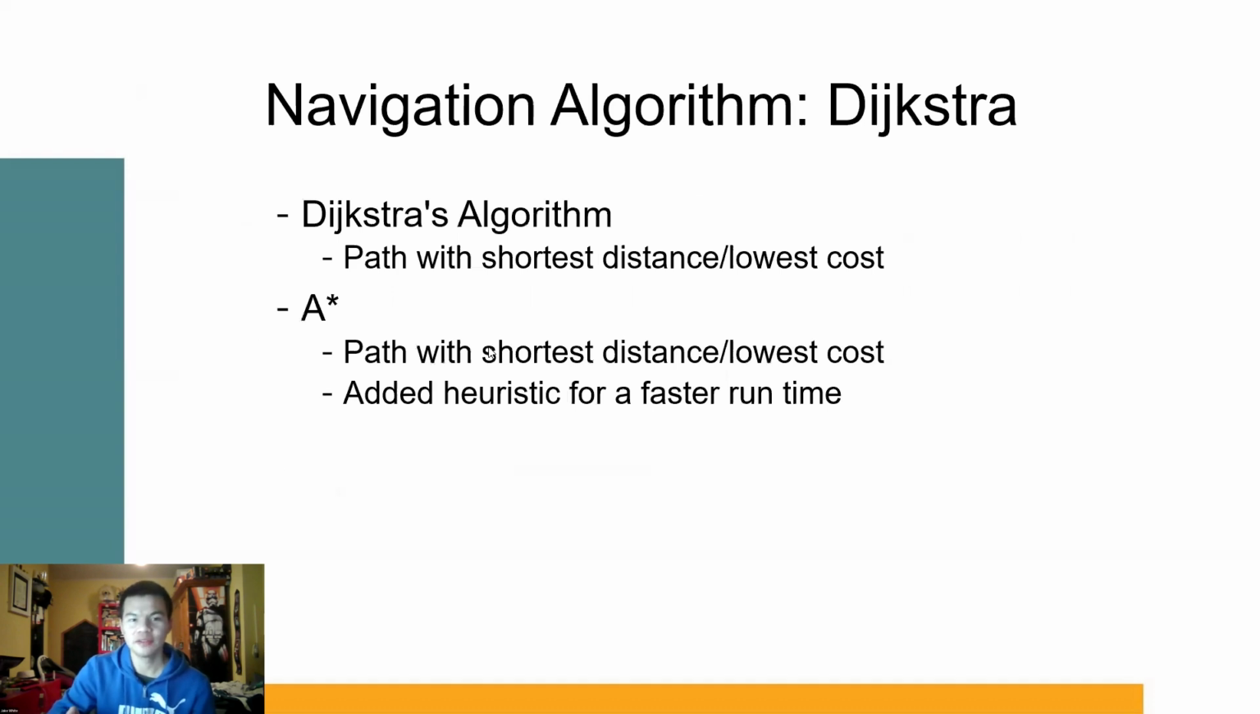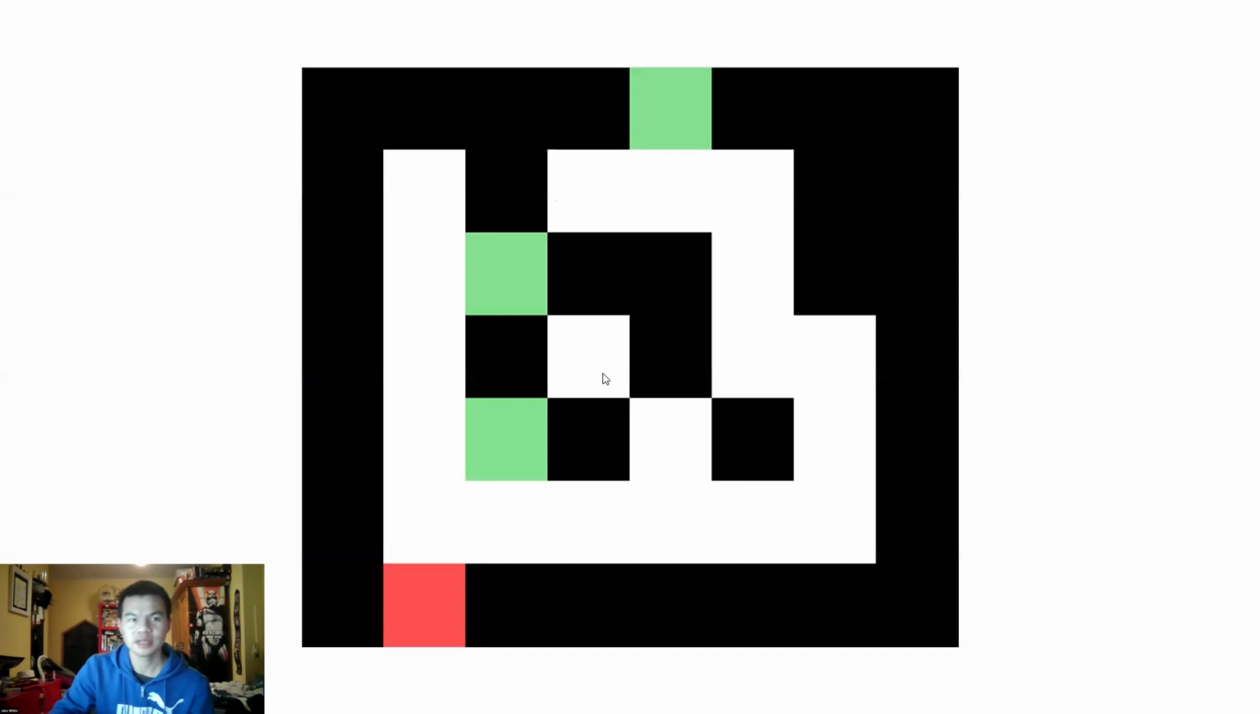And then for solving these graphs, I narrowed my options down to two algorithms, Dijkstra's algorithm and A star. Both give me the shortest distance, but A star adds a heuristic for generally a faster runtime by making the search go in the general direction towards the goal. So here's a map I have for an example. I want to get to the end, which is the red square.